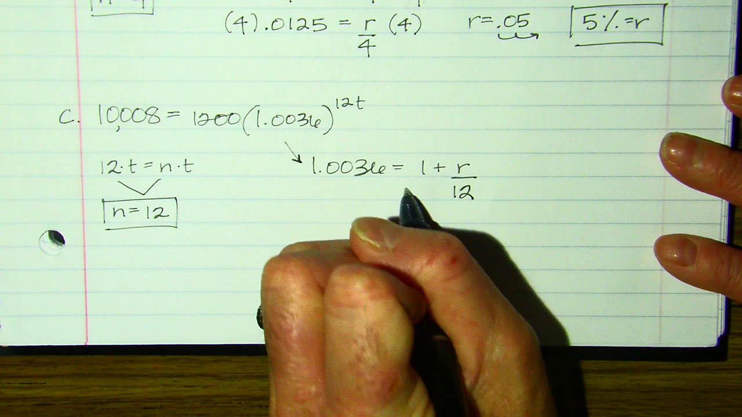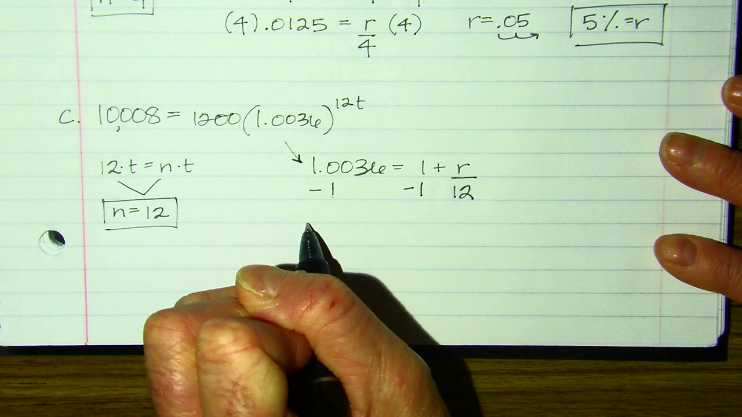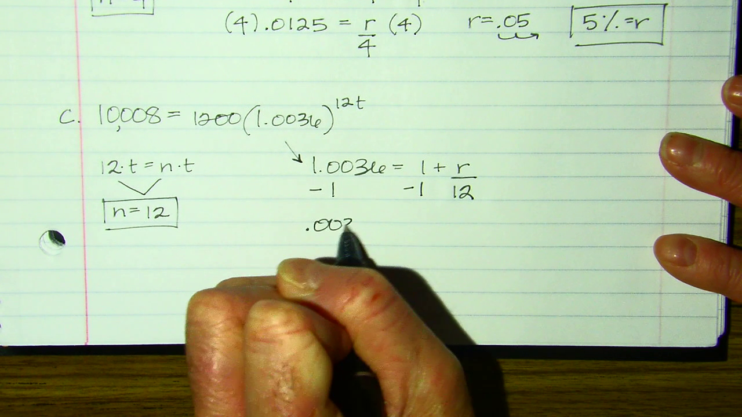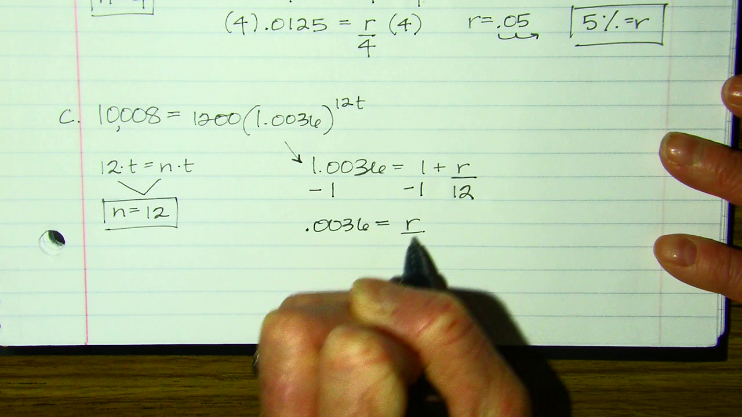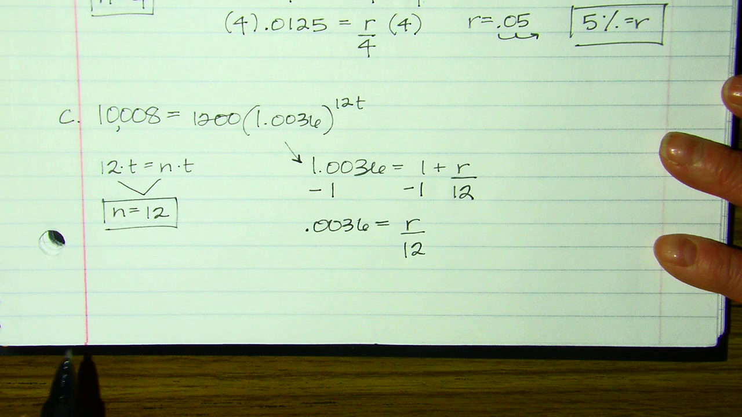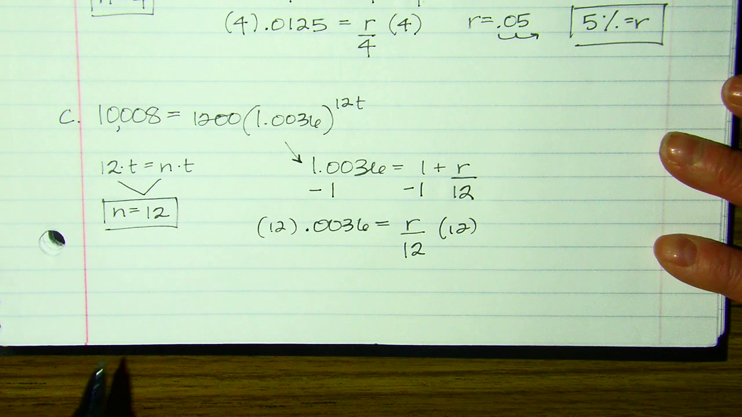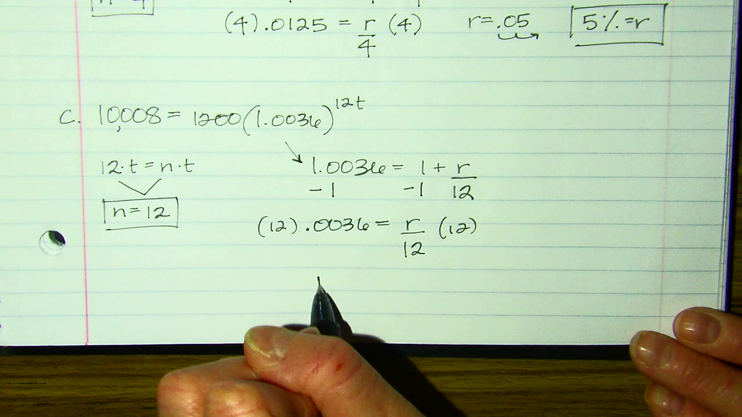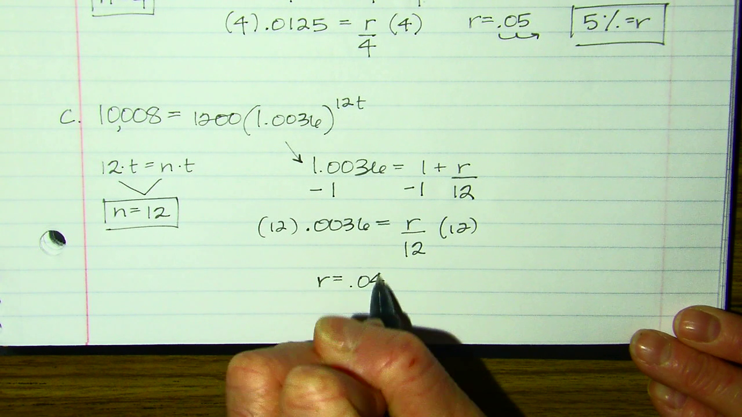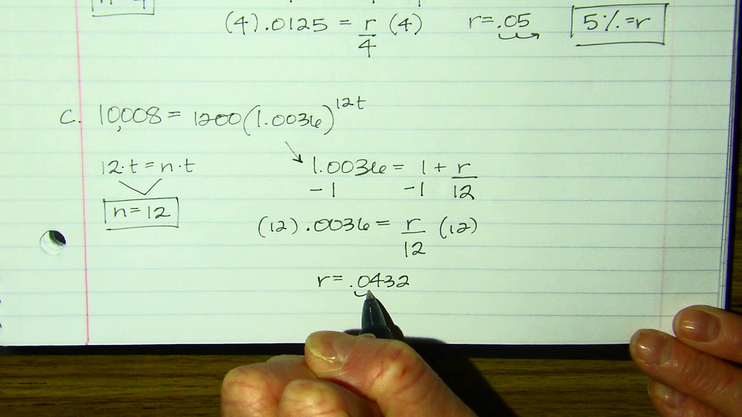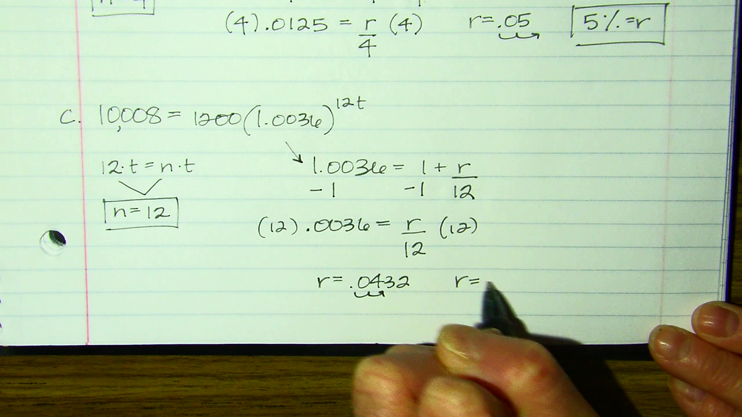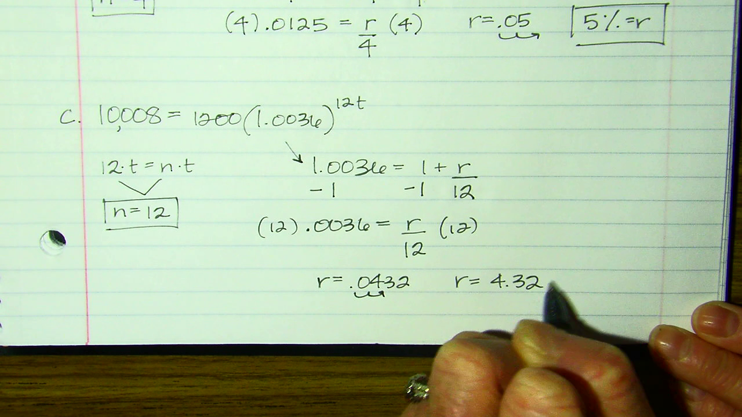So then I'm going to subtract 1. So I get 0.0036 equals r over 12. To solve, I'm going to multiply both sides by 12. And I get r equals 0.4032. So if I move this 2 places over, r equals 4.32%.